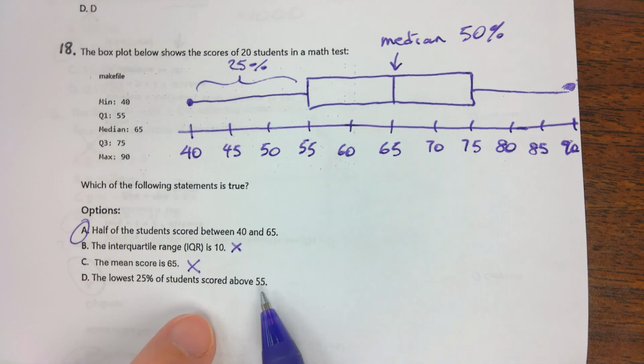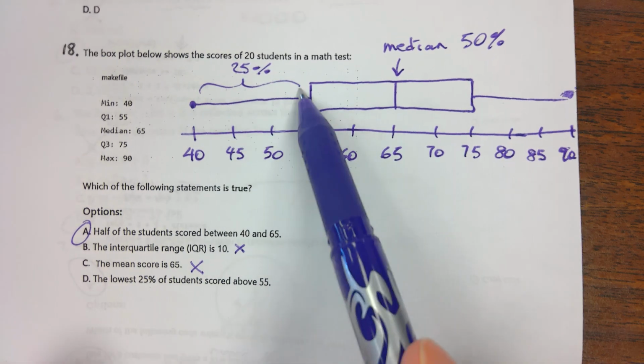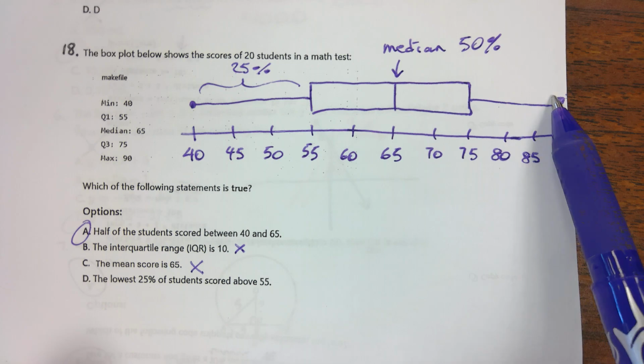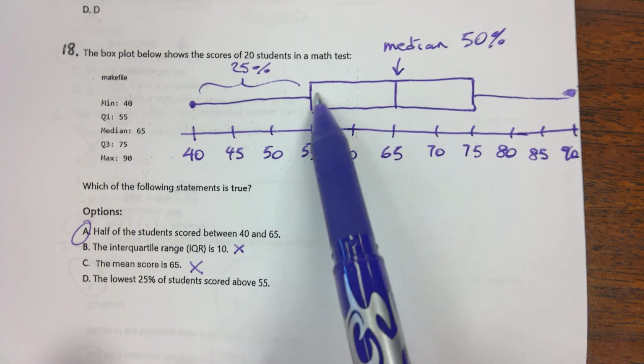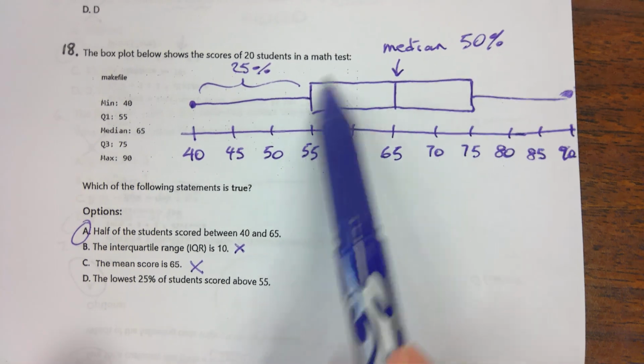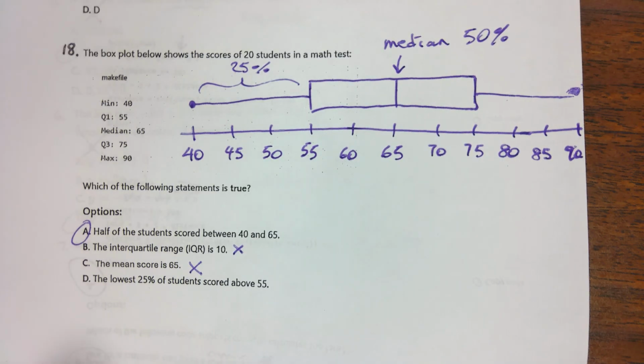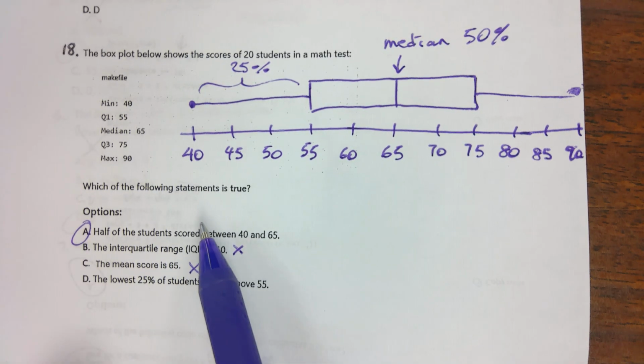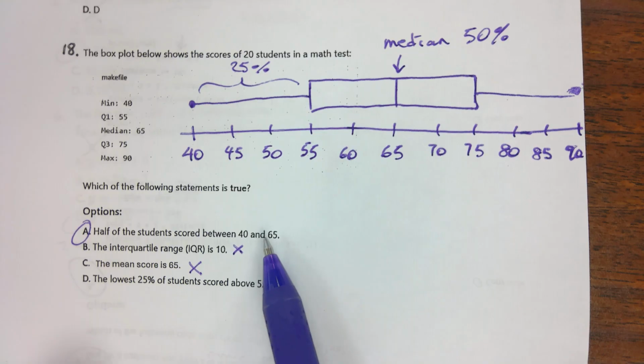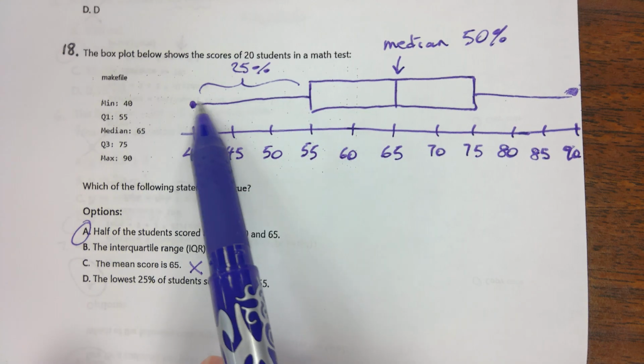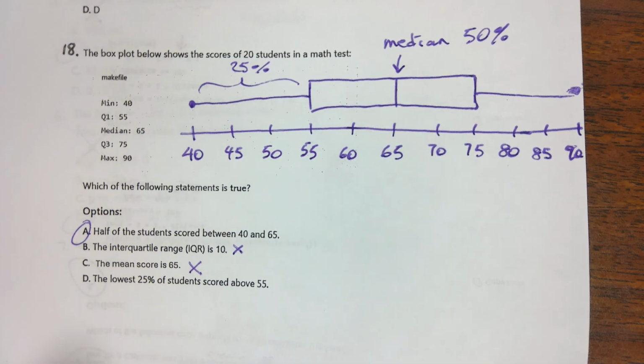And then why these are called quartiles is because each of these sections are 25%. So 25% here, and above 55 is 75%. So then half of the students scored between 40 and 60, which is true.